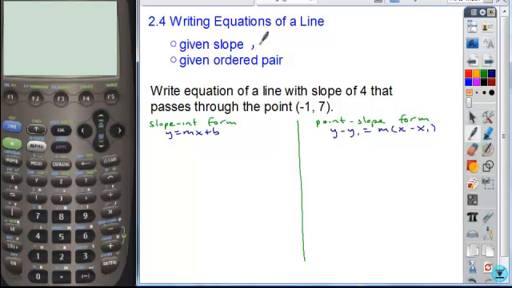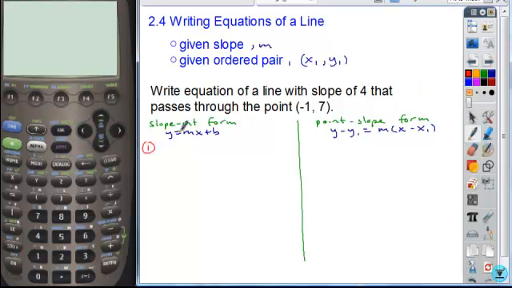Okay, so the slope is going to be your m value. The ordered pair is going to be your x1, y1 set of coordinates. So let's say we go through this using the same method that we just did. We're going to use the slope-intercept form.